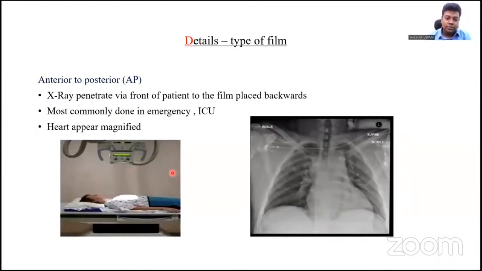This is how an AP film is done. This is an object which is lying supine, and the X-ray beam penetrates from the front to the cassette which is placed behind. It is mostly done in emergency settings, ICU settings, and in the bedridden patient who cannot stand. And there is apparent cardiomegaly. In this film, you can see the heart is enlarged. It is because it is an AP film, which is done in the supine position.